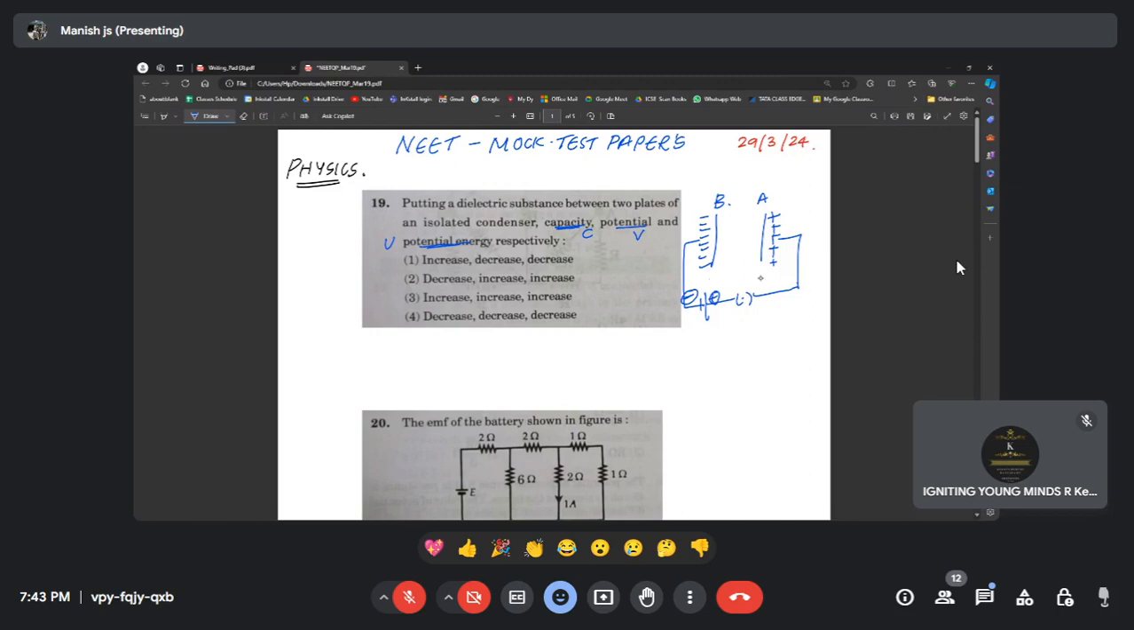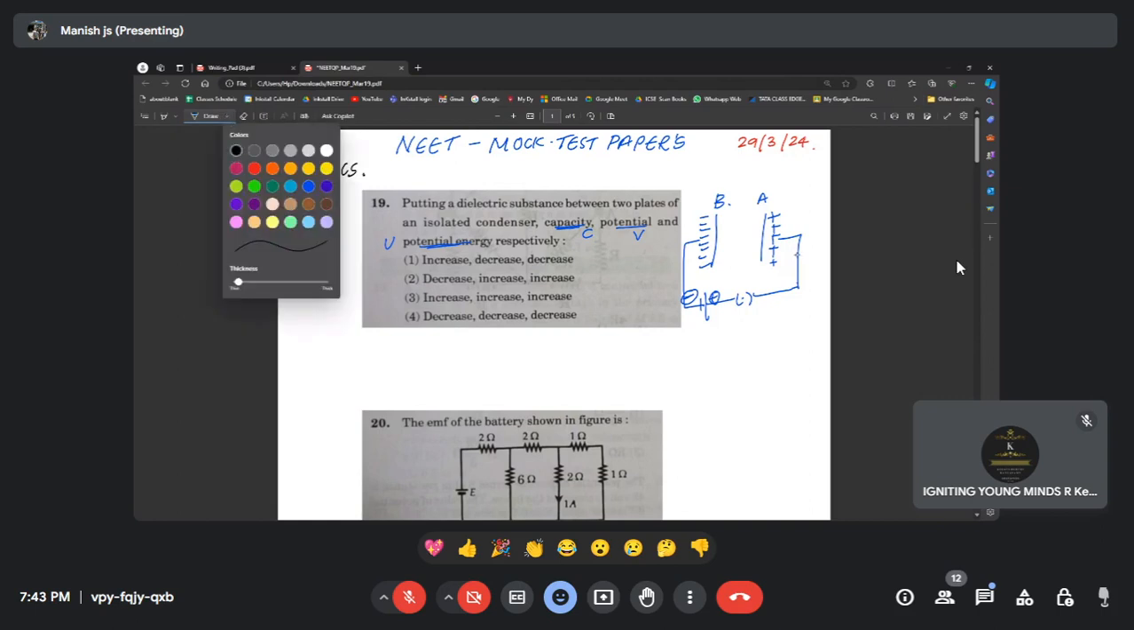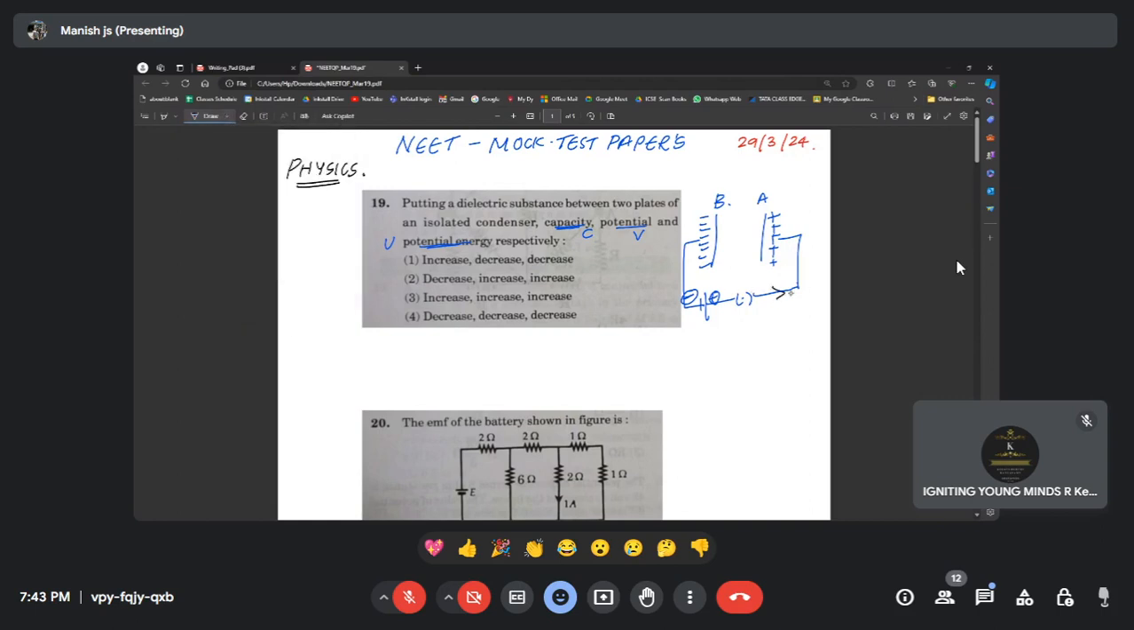We all know that current flows from the region of higher potential to lower potential. We learned that in the electricity chapter. So you know that current flows from positive to negative. So I am showing the direction of current.